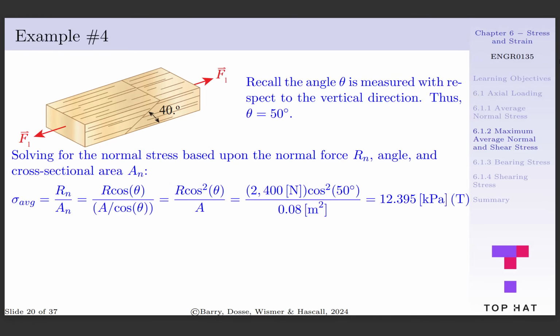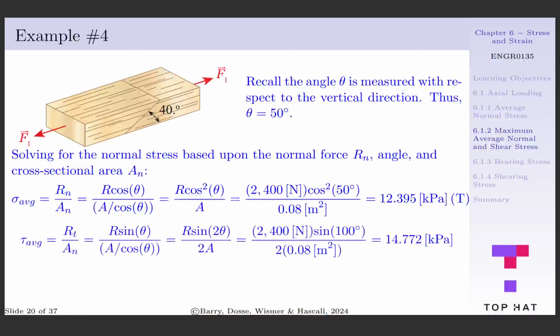We can solve for normal stress based upon the normal force Rn and the area An. That is, the average normal stress will be Rn per An, which is R cosine theta per A per cosine theta. And this is equal to R cosine squared theta per A. When we substitute in values, the internal reactionary force is going to be 2,400 newtons. The cross-sectional area is 0.08 meters squared, and cosine theta gives us a value of 0.413, which gives the average normal stress to be equal to 12.4 kilopascals.